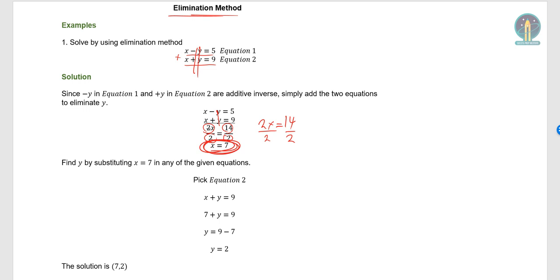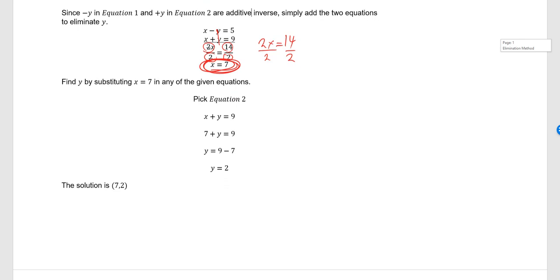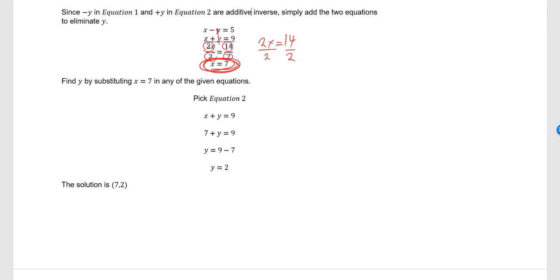So now I just basically solved for x in this system of two equations. Now I can take the x and substitute back into any of the given equations. Let's just pick equation 2. x plus y equals 9. So with x being 7, 7 plus y equals 9, y is 9 minus 7, or y equals 2. So now my solution is 7 and 2.